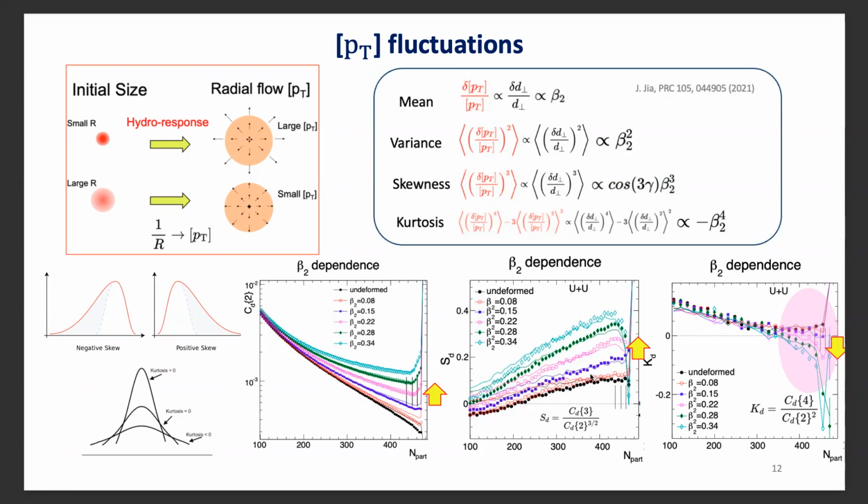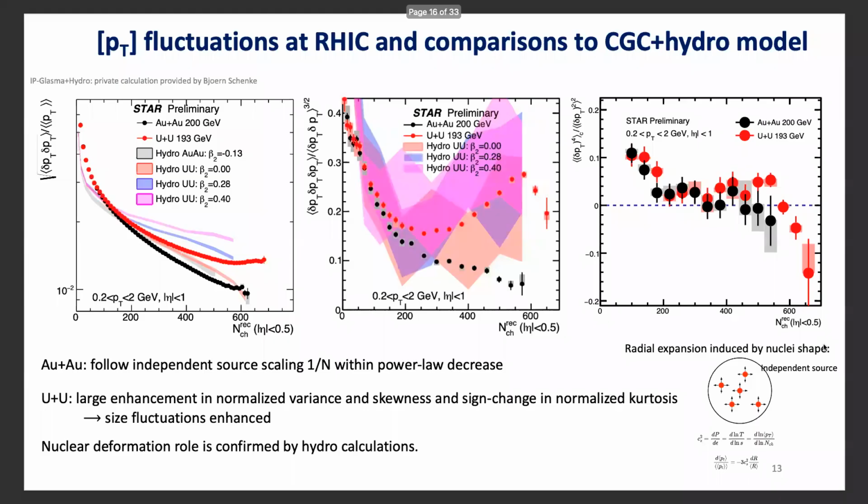This also happens in the skewness, but for the kurtosis, the normalized kurtosis, if we input a very large beta2 value, there is a sign change. So we can do this in uranium collisions. Here is the data. You can see there is good uranium data shown as dot points, and this is normalized variance, this is normalized skewness, this is normalized kurtosis. If we only focus on the data, you can see uranium has large values for the normalized variance and normalized skewness.